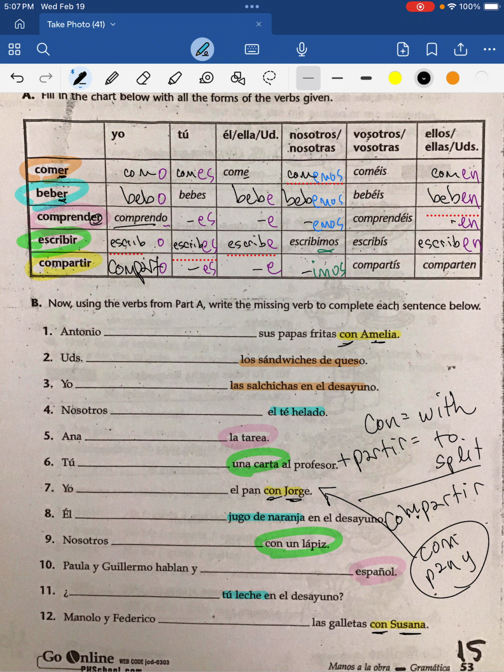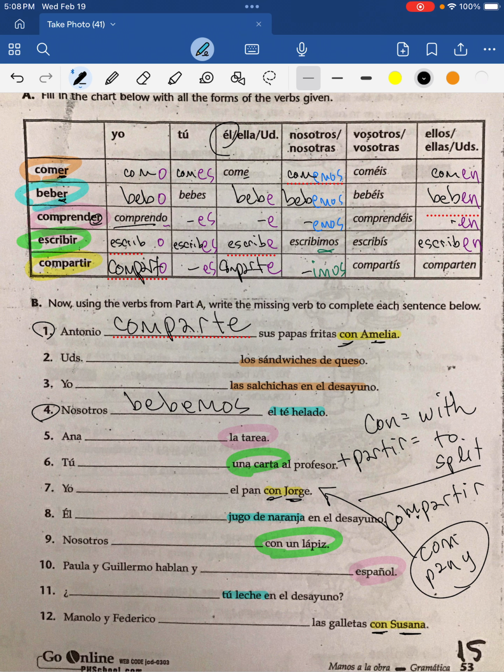Anyway, so Antonio shares his papas fritas with Emilia. So we find our verb is compartir, and here is Antonio, he's a he. So I'm just gonna go on down here to comparte. Yeah, I can fit it here. Plenty of space down here. Comparte sus papas fritas con Amelia. And if we look at number 4, el té helado, what do we do with that? Well, we drink it. Bebemos. How do I know it's bebemos? I went right here to the chart.